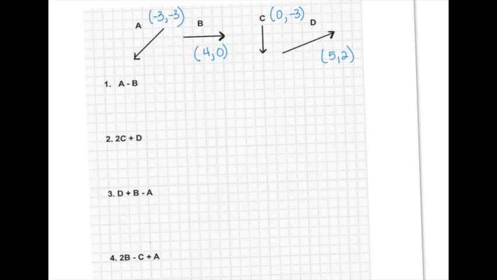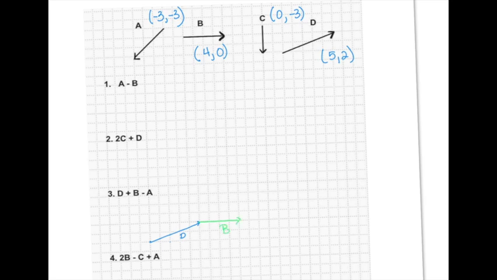But if I'm starting here, my D went right 5 and up 2. So this is my D movement right there. That's my D. I'm going to add to it my B movement. B doesn't go up or down, it just goes right 4. So I'm going to go right 4. That is my B movement.